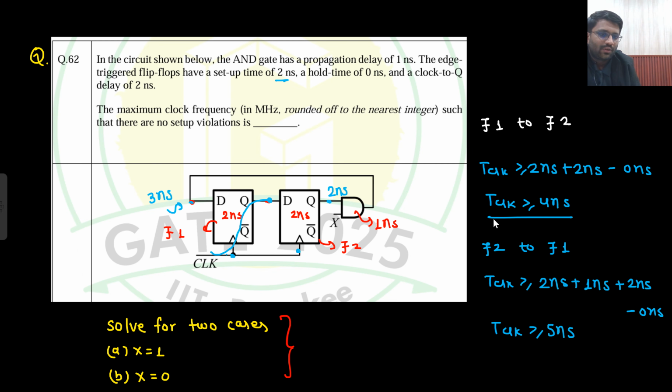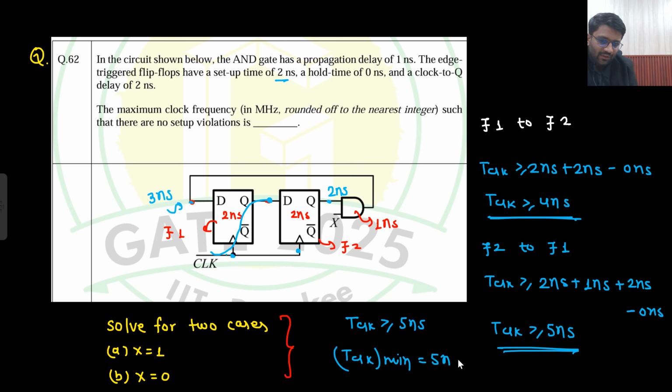So here the scenario was T clock should be greater than 4 nanosecond. Here the scenario is T clock should be greater than 5 nanosecond. So who will you listen to? You will listen to T clock should be greater than or equal to 5 nanosecond. So what is the minimum time period you can pick? What should be the minimum value of a time period? That should be 5 nanosecond. So what should be the maximum value of a clock frequency? That would be 1 by 5 nanosecond.